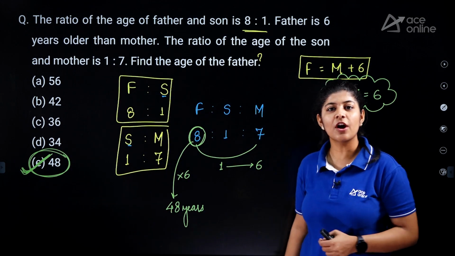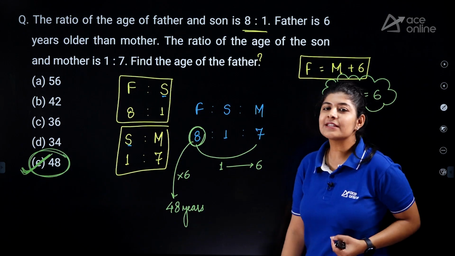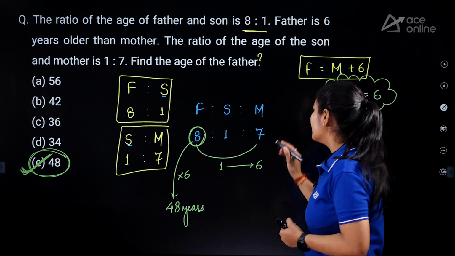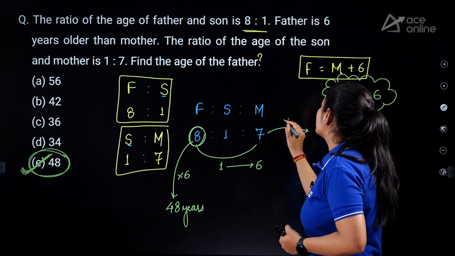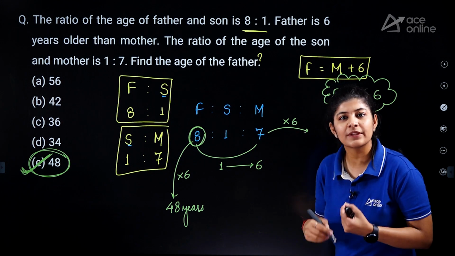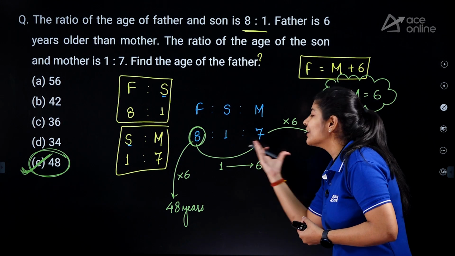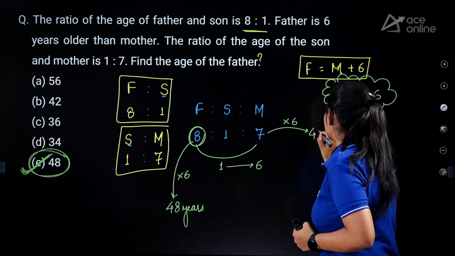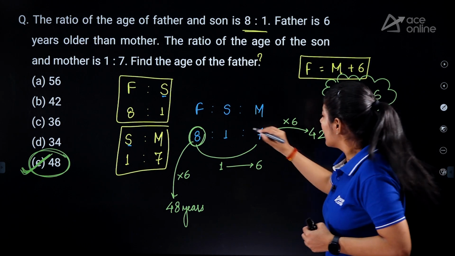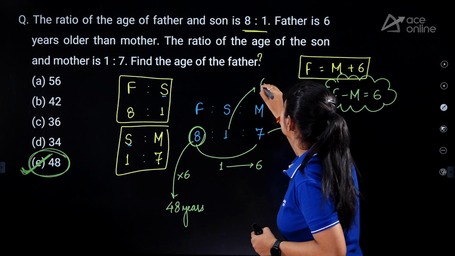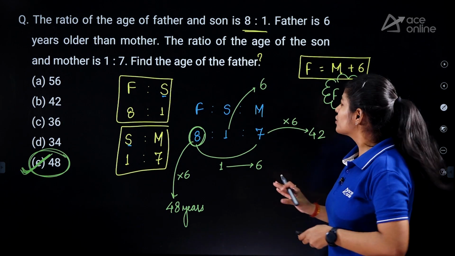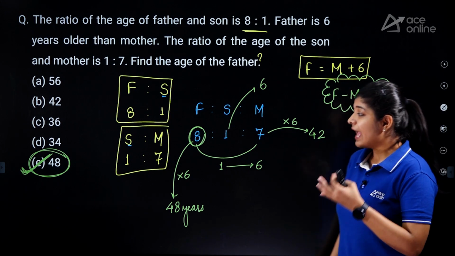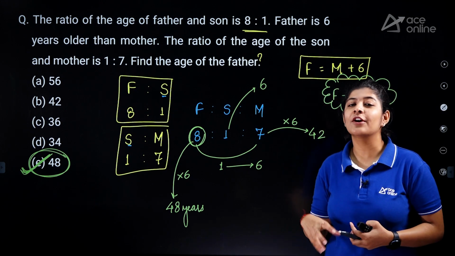Option number E is your correct answer. Now let's suppose you also have to determine the age of mother as well as son. For that, what you need to do is multiply it with 6, because all these values are multiples of 6 only. So here the value is 42, and here we will get a value of 6. Is it clear? This is a very simple question. I really hope you are getting your correct answer.